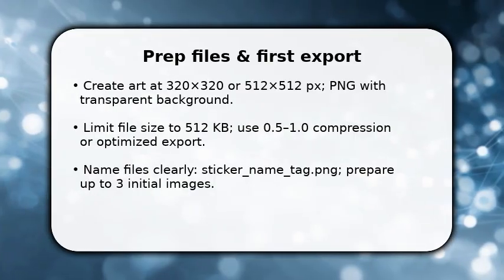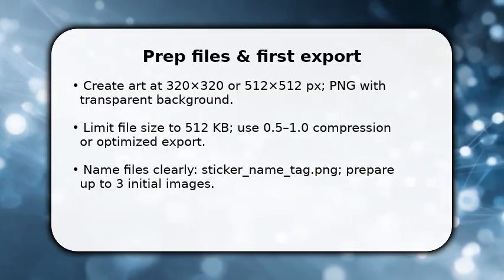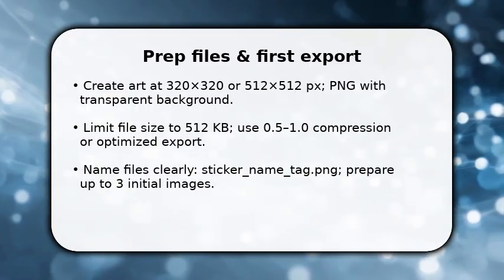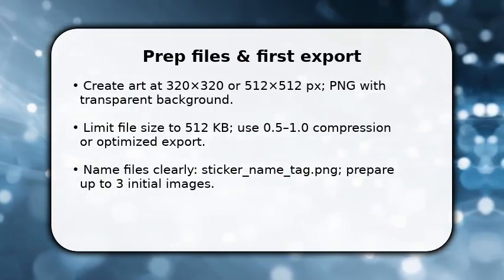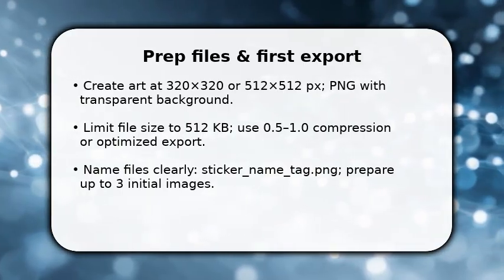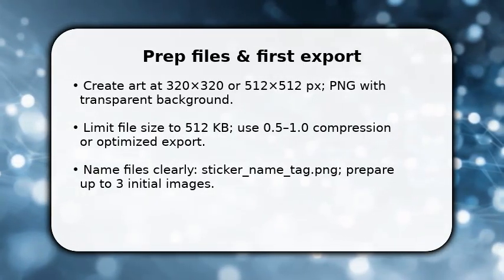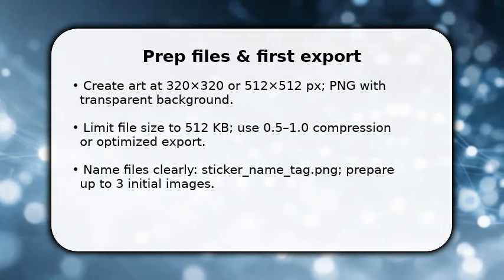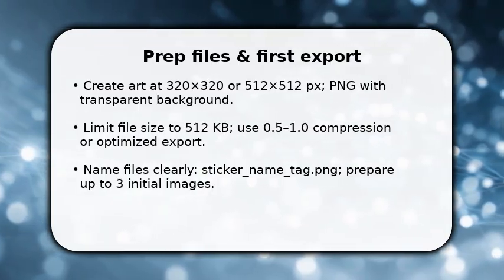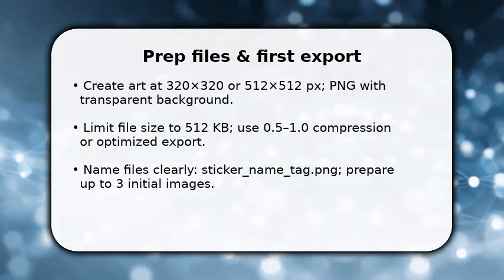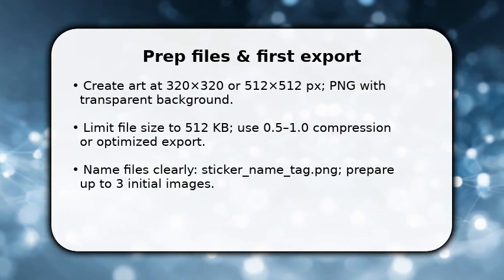You start by preparing the images you'll actually upload. Export each sticker as 320 x 320 or 512 x 512 PNG with a transparent background so Discord preserves edges. Make sure each file is under 512 KB. If it's too large, reduce canvas size slightly or apply 0.5-1 compression and optimize. Once done, name files clearly, like sticker-name-tag.png, so you can track versions.